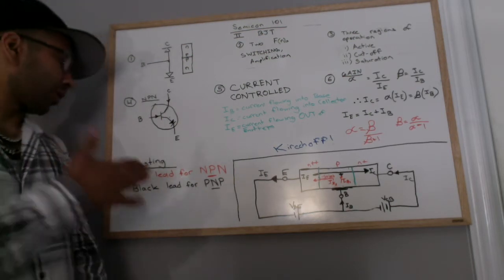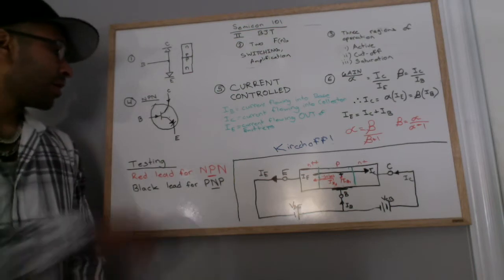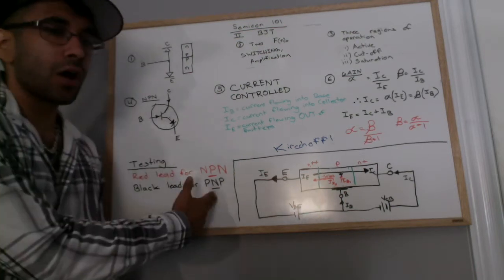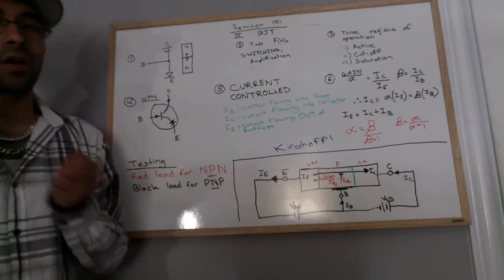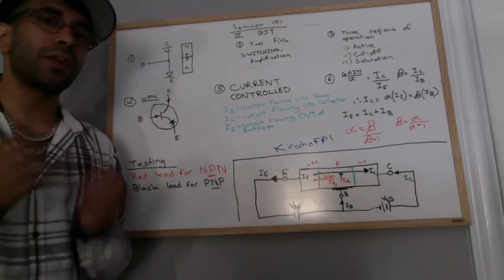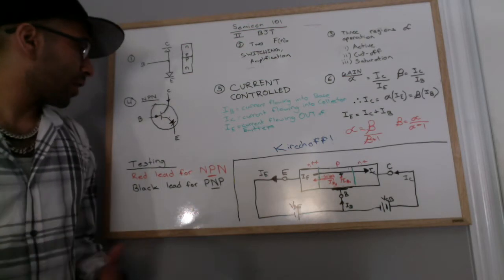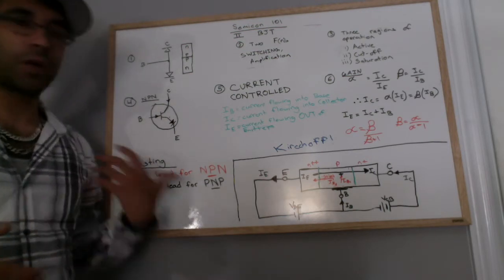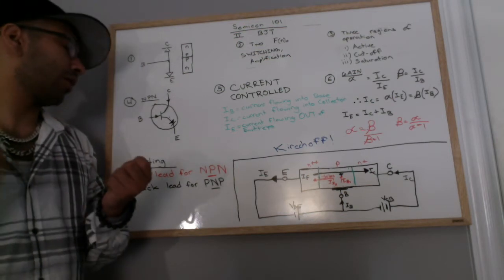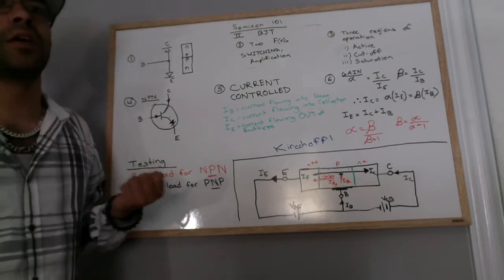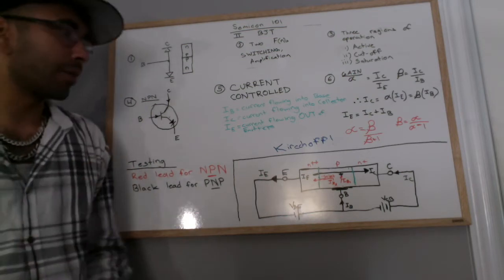Now, if you're dealing with a PNP, which is rare, but it might come up on a test, you want to put the black lead on the base, and the red lead on the emitter and the collector, and you'll get 0.7 and 0.7. So just remember that. If you're putting your red lead on the base and you're not getting 0.7 on the emitter and collector, that means you have a PNP, which will be rare for us, I promise.